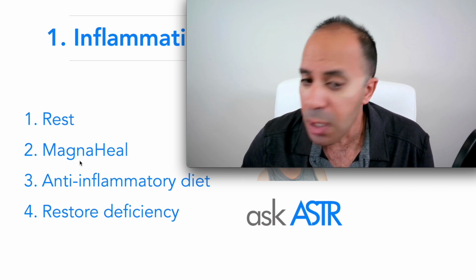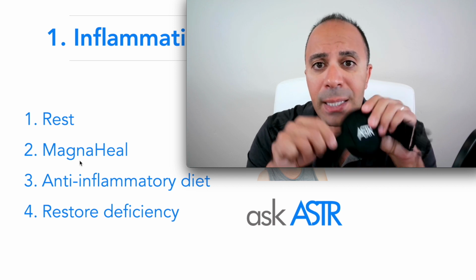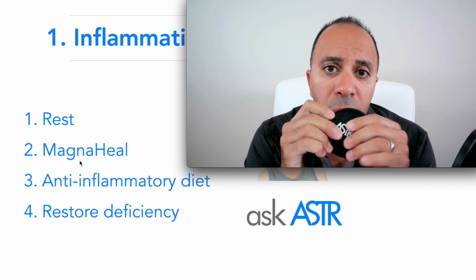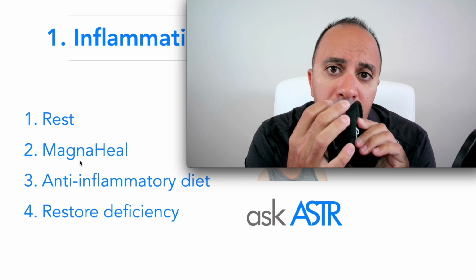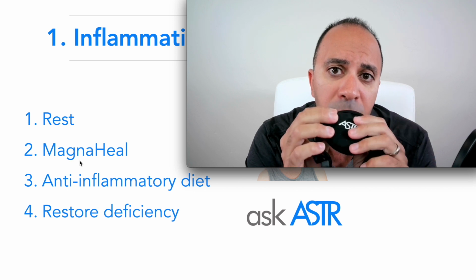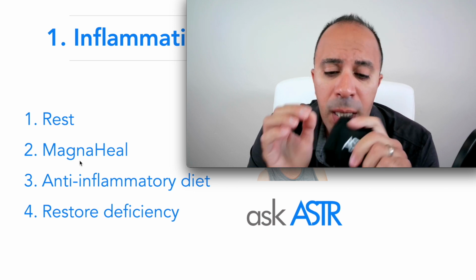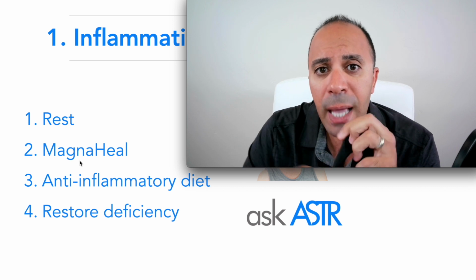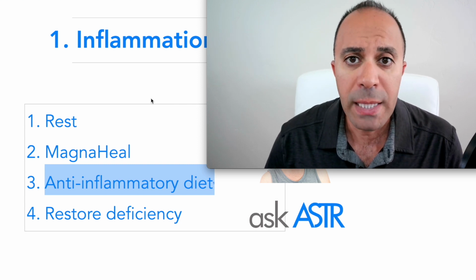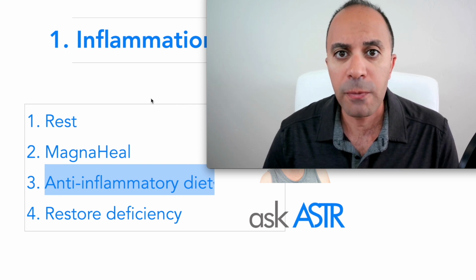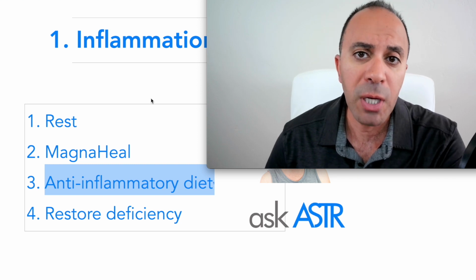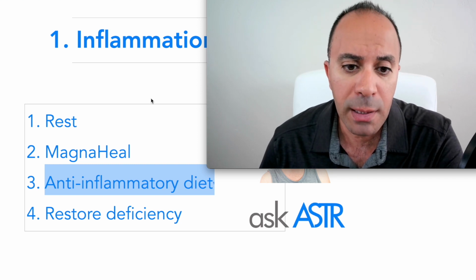What I personally do is use the MagnaHeal. It's a very strong magnet. Its range is about 3 inches, so it can penetrate the body up to 3 inches. That's what I use around the IT band to decrease the inflammation. The other thing I like to do for inflammation is to put my patient on an anti-inflammatory diet, because certain foods could cause more inflammation and slow down the healing process.